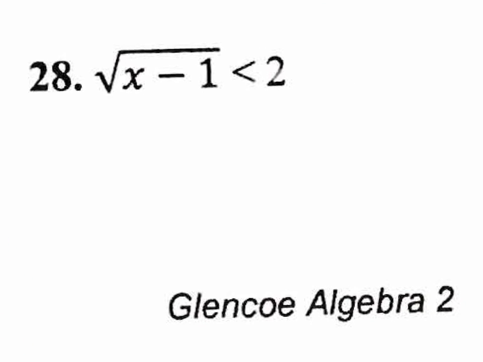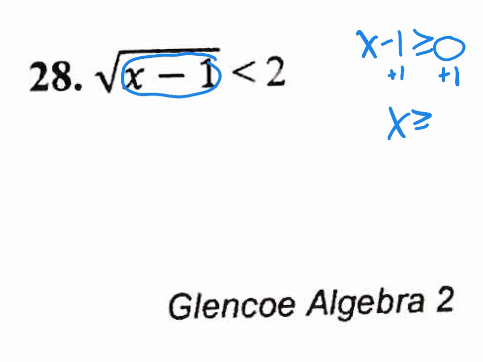On the inequalities, it's like doing 2 problems. One problem comes from the inside of the root because it has to be greater than or equal to what? 0. This x minus 1 has to be greater than or equal to 0. And you solve that. Plus 1, x is greater than or equal to 1. There's one answer.